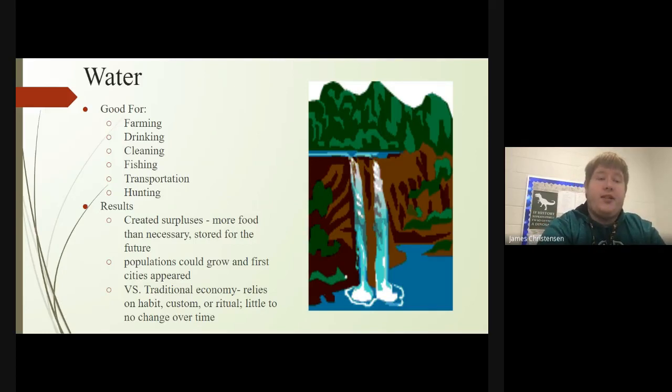A lot of early cities that we'll be focusing on are based around rivers. And then this is where we start to see a very simple traditional economy, which relies on habit, custom, or ritual, and little to no change over time.